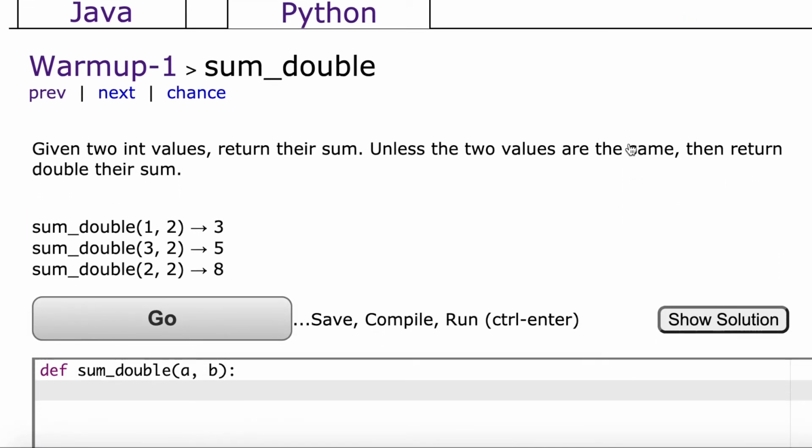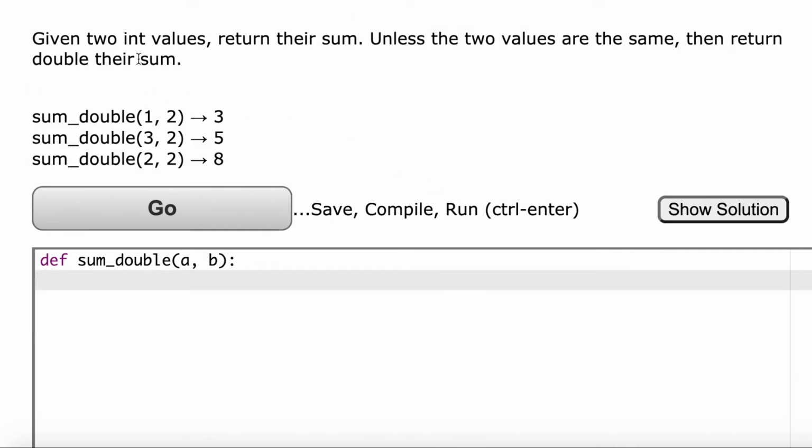Okay, let's look at one last example. This one's called sum double. Now we're actually working with numbers. So given two integer values, return their sum. Unless the two values are the same, then return double their sum. So just like before, we have two cases.